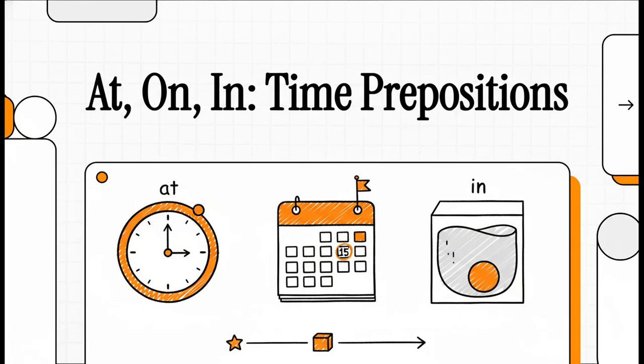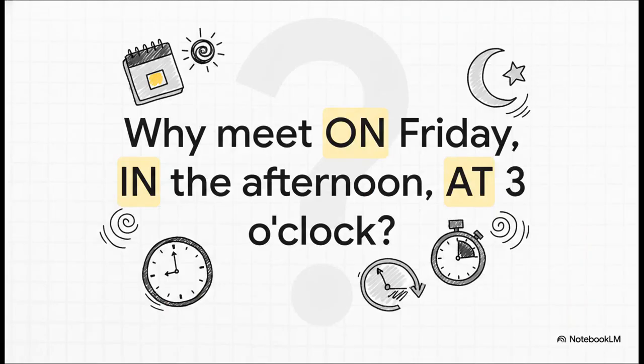Hey everyone, and welcome. Today we're going to tackle three tiny little words that cause so much trouble in English: at, on, and in. I know, they seem super simple, right? But which one do you use and when? Well, don't worry, stick with me, and by the end of this, you are going to be a total pro. So let's just jump right in.